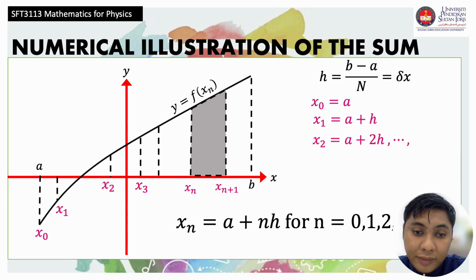That means xn is equal to a plus nh, for n equal to 0, 1, and 2. From this series we can have this equation.